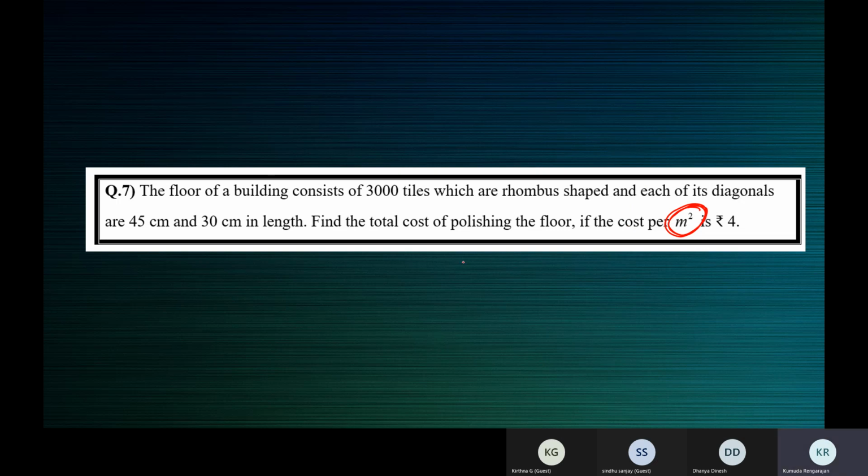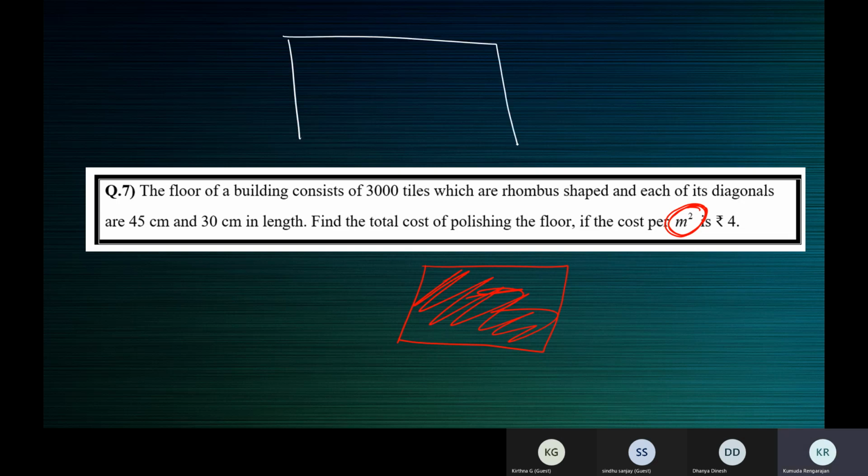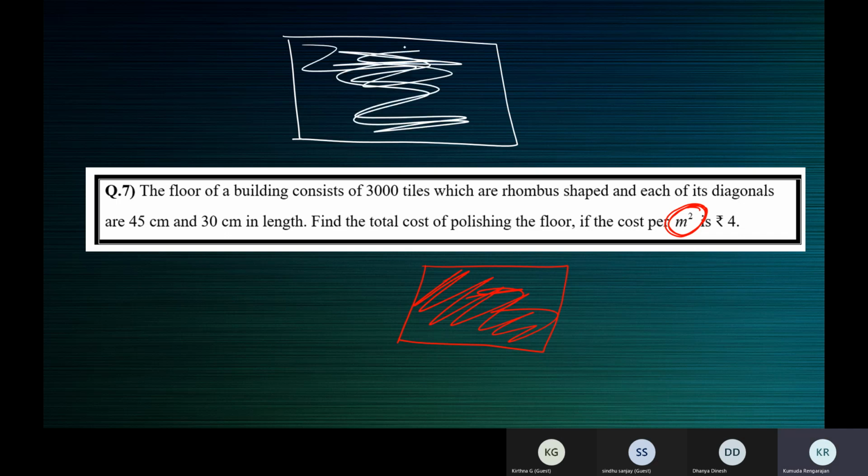Where is the tiling work done? If this is the floor, where is the tiling work done? In the area of the floor. The tiling work is done in the area portion. Not if it's fencing, it's perimeter. Okay, so this is the floor. Tiling is done here in this area portion. This is the area of the room.